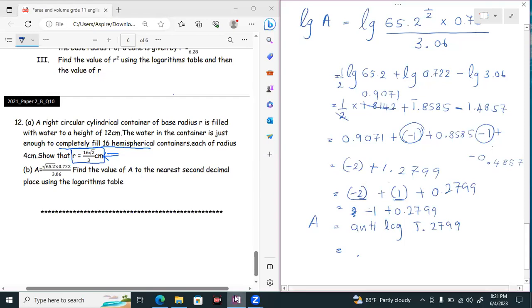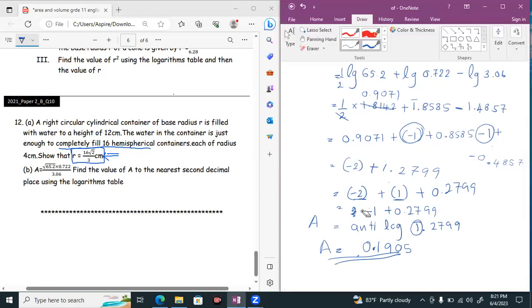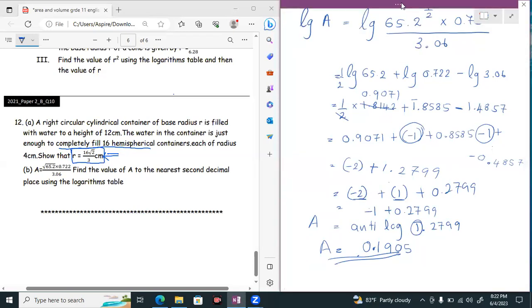Check where 2799 is. Nineteen 05. Now here bar 1, no, that means at 0.1905 is the answer. Yes, Krishminda, your answer is correct. Others, Anita, did you get the answer? Have you any doubts relevant to this?